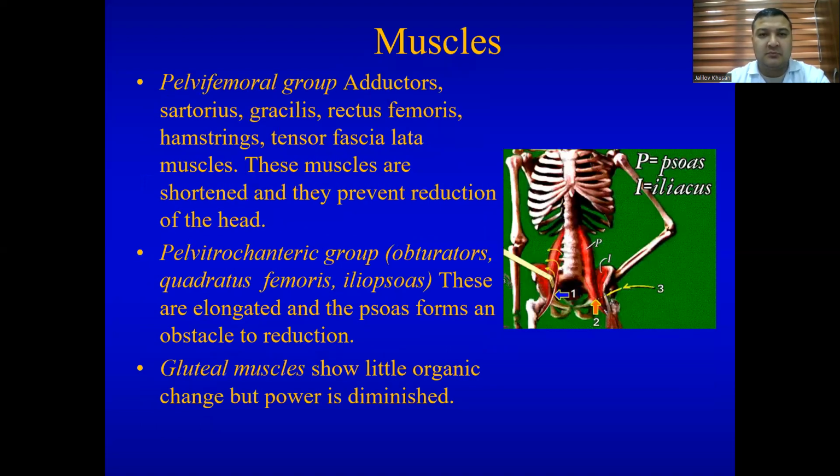Muscles. Pelvifemoral group: adductors, sartorius, gracilis, rectus femoris, hamstrings, tensor fascia lata. The muscles are shortened and they prevent reduction of the head. Pelvitrochanteric group: obturator, quadratus femoris, piriformis. They are elongated and the process forms as abductors and reduction. Gluteal muscles show little change but the nerve to pelvis is diminished.